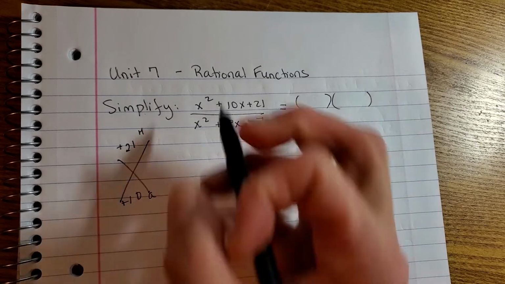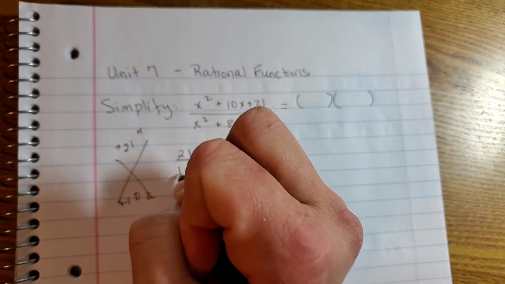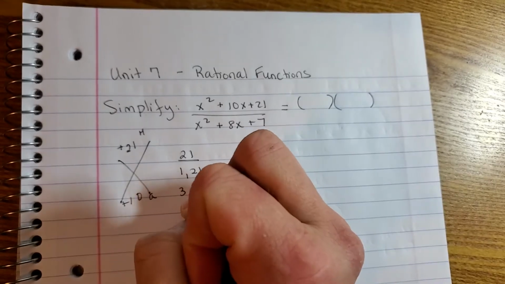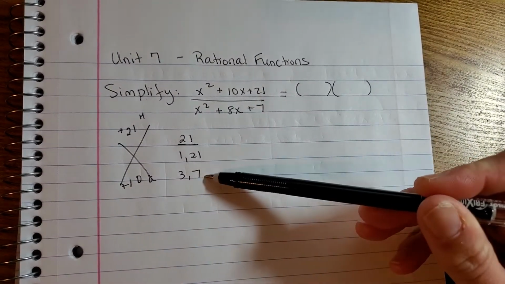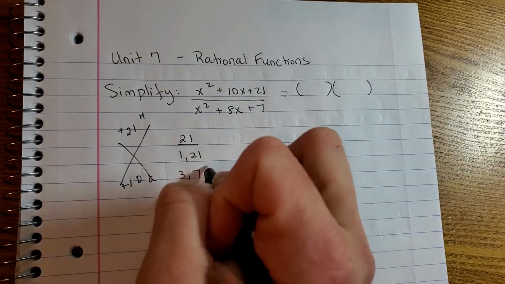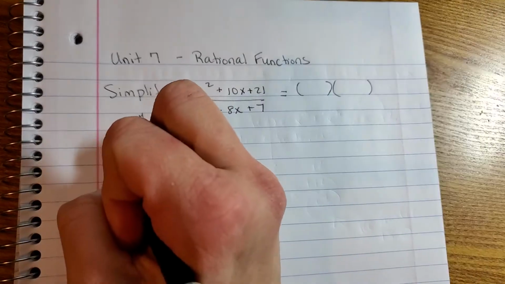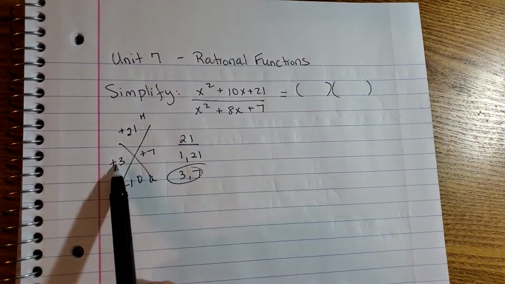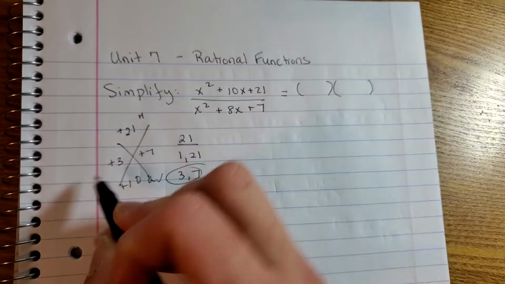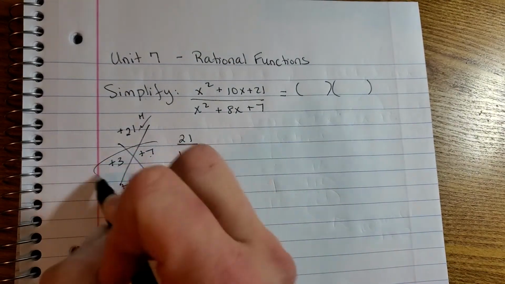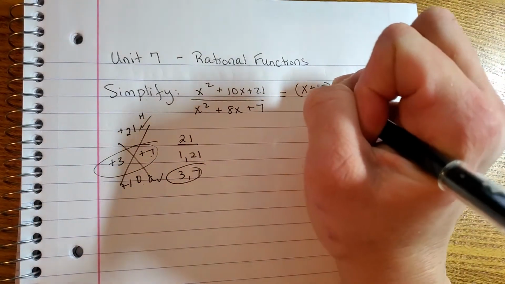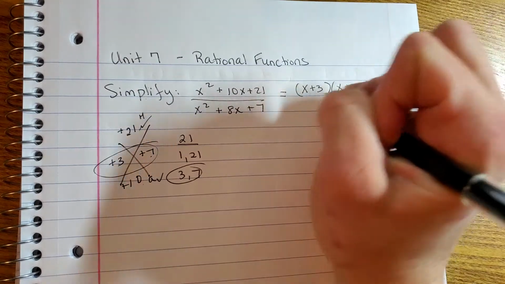So then I'm going to list my factors of 21. Well, I have 1 and 21 and 3 and 7. Now I'm going to look at my pairs here. Well, 3 and 7 are the ones that could add up to 10. 3 plus 7 is 10. 3 times 7 is 21. So I'm going to take these numbers here and write x plus 3 and x plus 7.